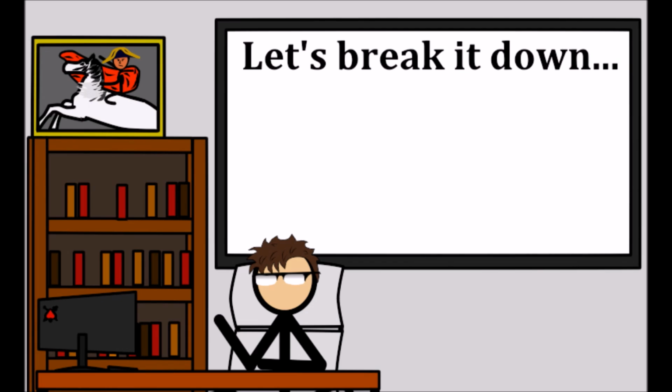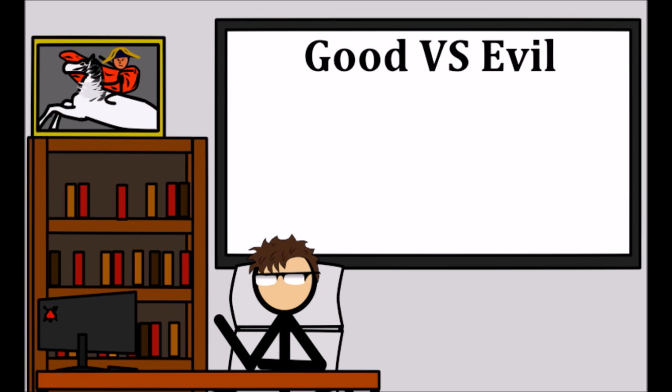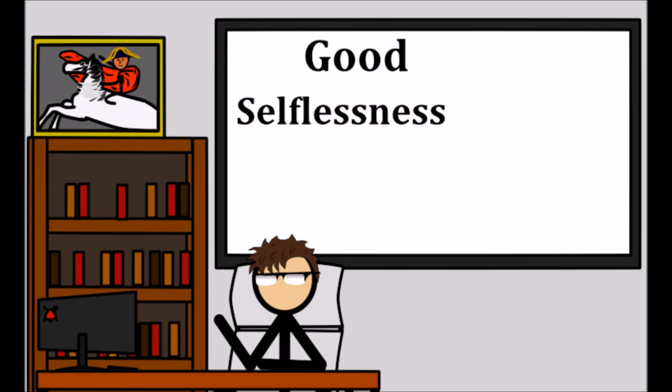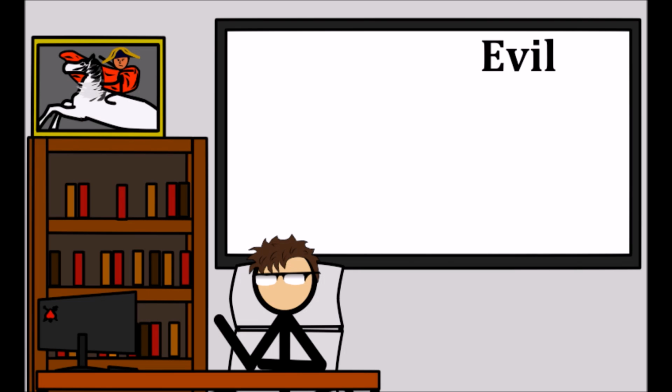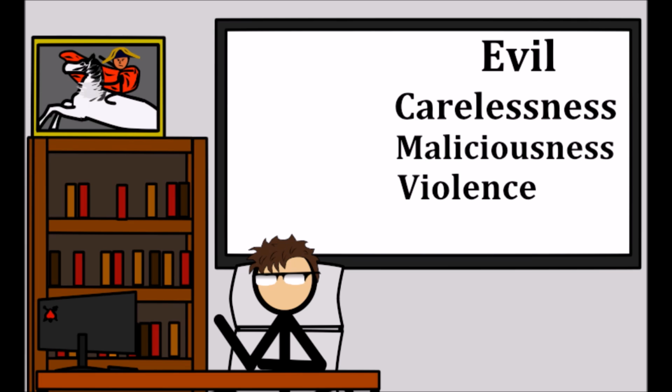Let's break down the actual alignments and look at each of them individually. We're going to start with the easiest, good versus evil, the middle of the chart. Good represents selflessness, care for others, society, the innocent. Natural good characters are good for goodness' sake. Evil is the opposite: carelessness, maliciousness, violence. The difference between them is summed up nicely if you think of them more like this.